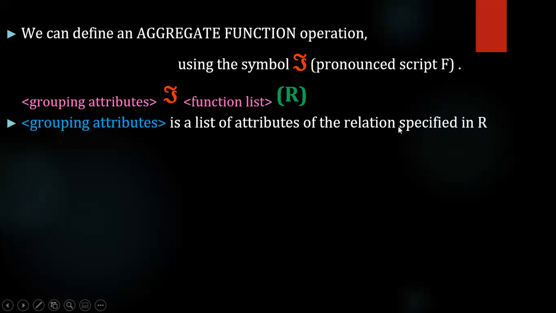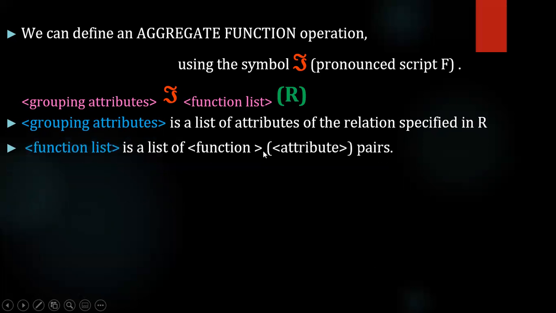Here the grouping attribute can be any attribute. In the function list, each entry is the name of the function followed by the attribute. If I want to find the sum of salary, the function name is sum and the attribute name is salary. If I want to count the number of employees, the function name is count and the attribute name is SSN. To find the average of the marks, the function name is average and the attribute name is marks. Like this we can make a list of functions, and in a single query we can write any number of aggregate functions.